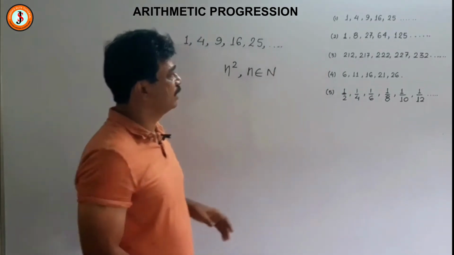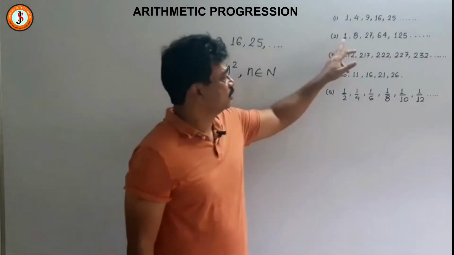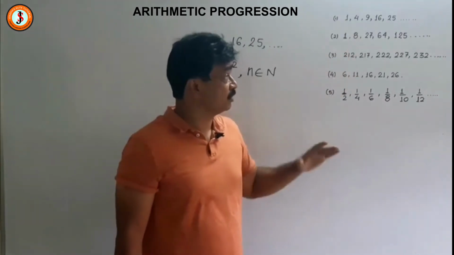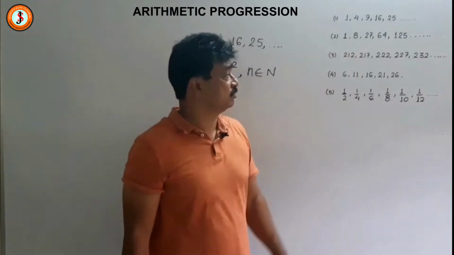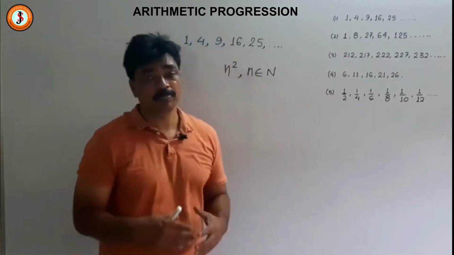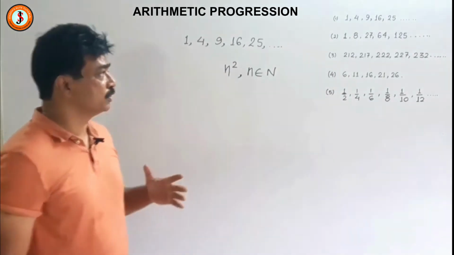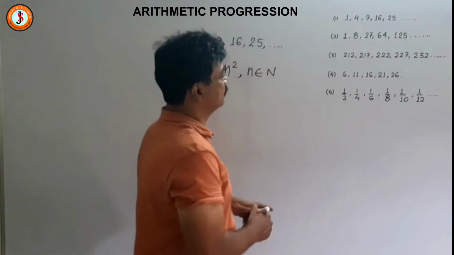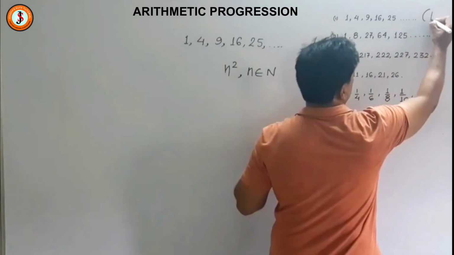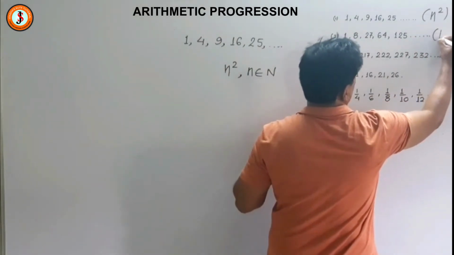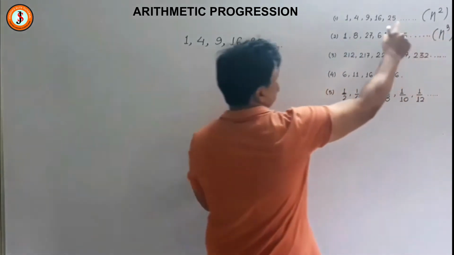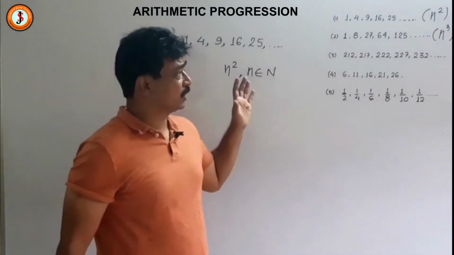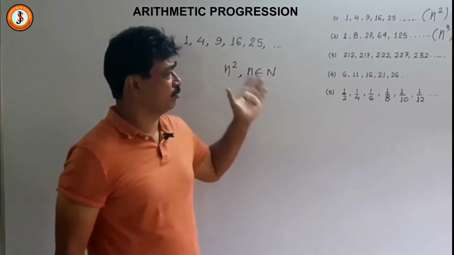Then another sequence is 1, 8, 27, 64, 125. So 1 cube is 1, 2 cube is 8, 3 cube is 27, 4 into 4 into 4, that is 4 cube is 64, 5 cube is 125. So that means those are cubes, and the sixth one will be 6 cube, that is 216. So the first one has a general representation of n square, and this has got n cube, where n is a natural number. And the dots over here mean that these are infinite sequences. We cannot count. It can go till 1000 n's value and more.